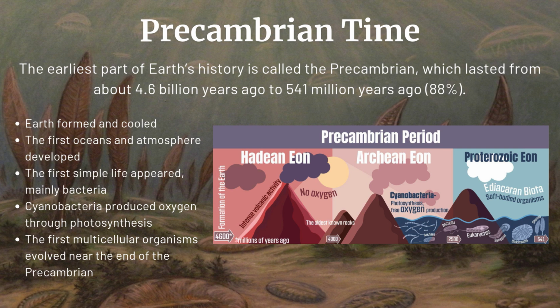First, we have the Precambrian time. This was 4.6 billion years ago, the very start, to 541 million years ago, which is most of Earth's timeline. This is 88% of Earth's history. This is when Earth first formed and cooled. Oceans and atmosphere developed. First simple life appeared. This was the time of bacteria, and that is actually how oxygen came to be. It's shown in this little diagram here, but a certain bacteria called cyanobacteria produced oxygen through photosynthesis. And so these are when the first organisms came to be.